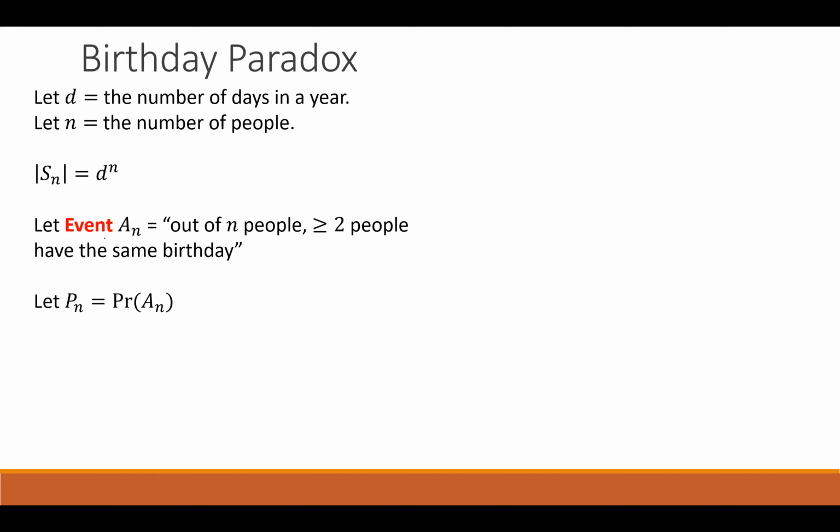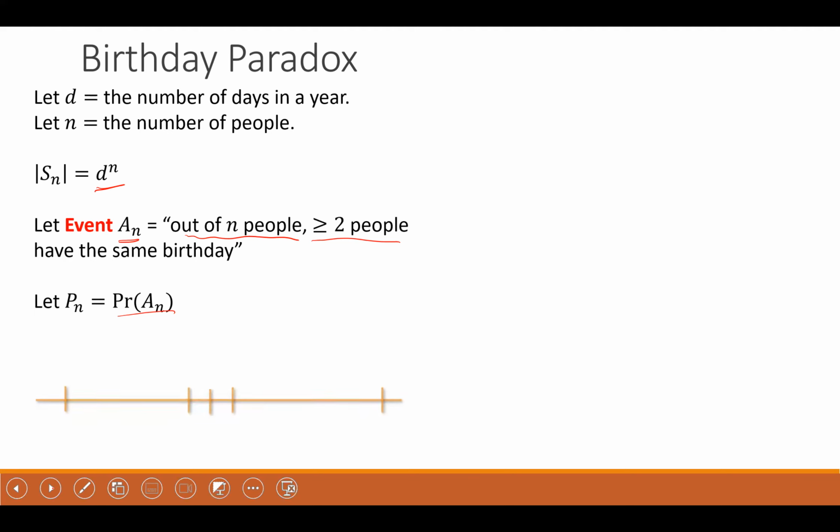And then my event A_n, given d and n, is the event that at least 2 people out of these n people have the same birthday, and I want to determine the probability of this event. So we're going to figure out the probability in general using d and n, and then we're going to work backwards from there to figure out whereabouts it passes the 50% mark.